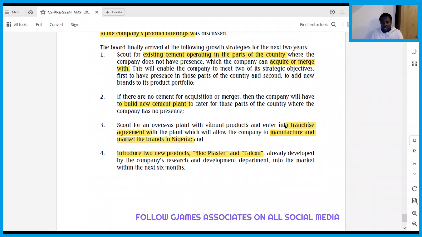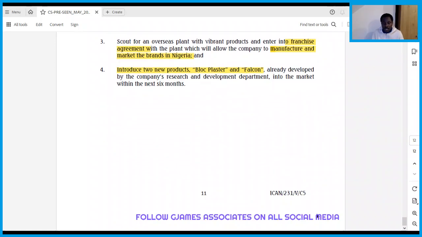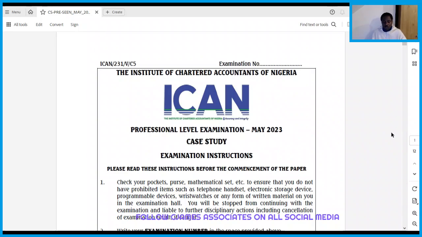Then they can go into franchise too. They can have franchise agreements, alliances and the like to manufacture and market the brand in Nigeria. Also, they had in mind to introduce 2 new products which they call block plaster and falcon. Block plaster and falcon. Please don't forget. Basically, these are the information given to us.